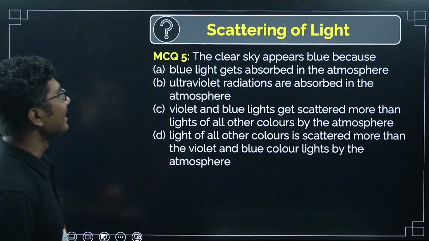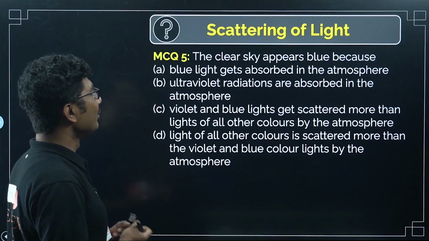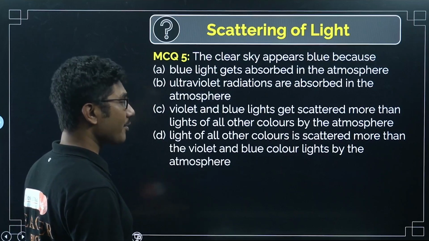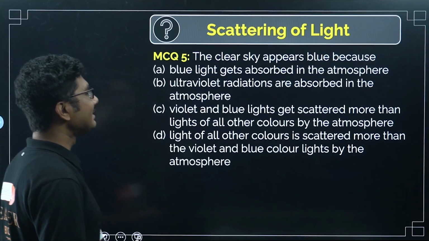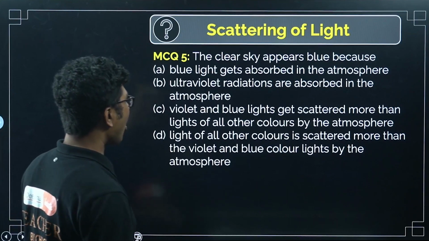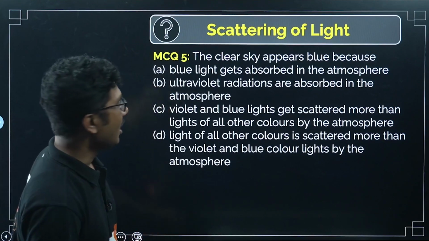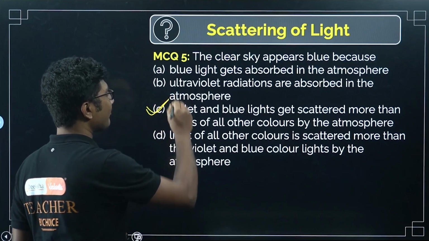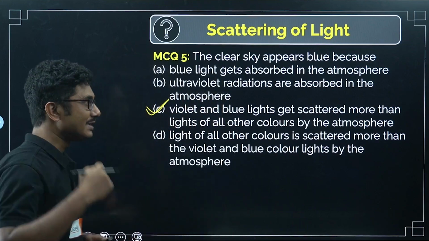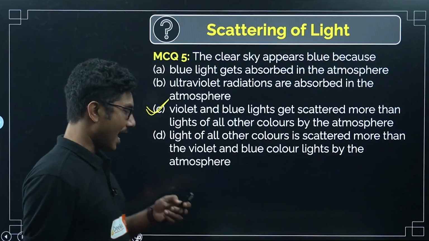Next question. The clear sky appears blue because, I have explained this question just now. Blue light gets absorbed by the atmosphere. Ultraviolet radiations are absorbed in the atmosphere. Violet and blue lights get scattered more than lights of all other colors by the atmosphere. Light of all other colors is scattered more than the violet and blue color lights by the atmosphere. So obviously, as per my explanation, violet and blue are the light that is scattered the most by the atmosphere. That's why we see the sky as blue, because after scattering it reaches our eyes.